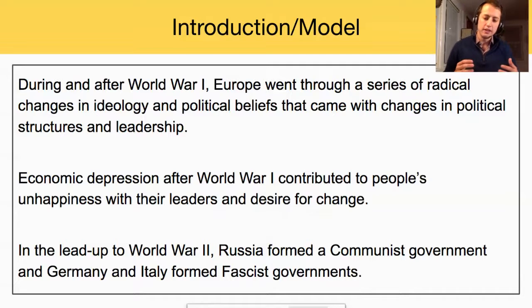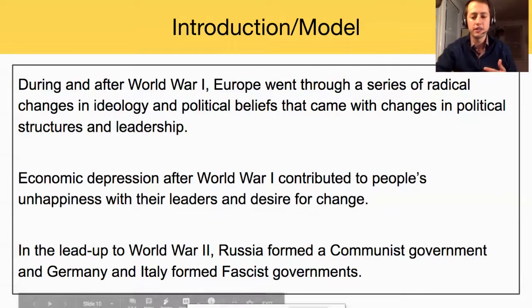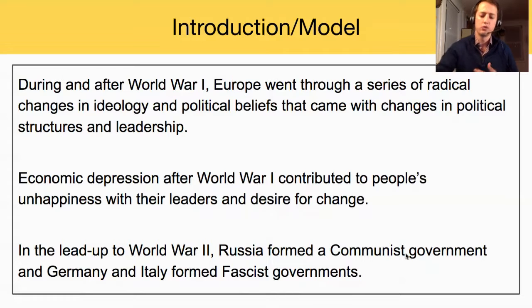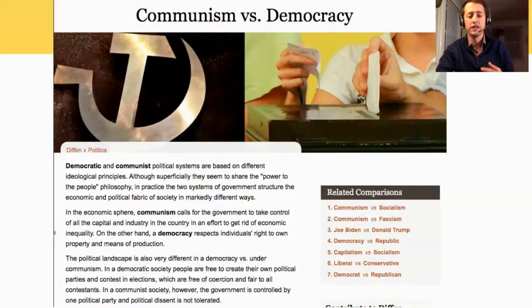In that struggle, we see the Russian government forming a communist government, and Germany and Italy form fascist governments. To put that in context, the United States, Great Britain, and France are all different types of democratic governments. So we're going to compare and contrast these three different forms of political systems to get a better understanding of the differences and what maybe led to the World War II conflict.